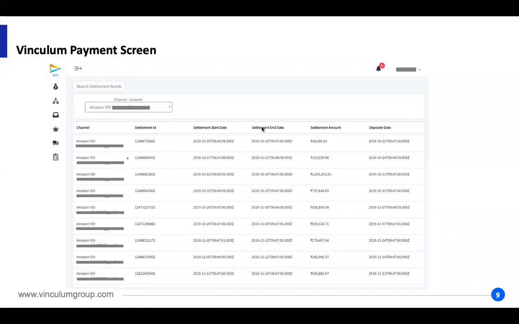We also have this payment screen where you get to know all the payments that have come to you. You do not have to go or log on to your seller central. It is all shown here itself.